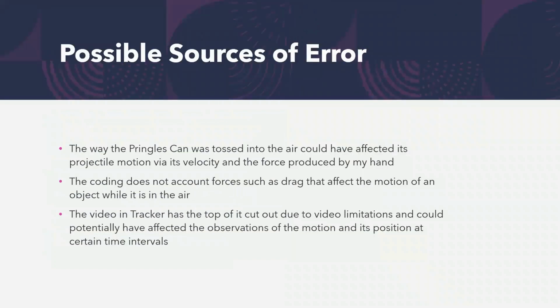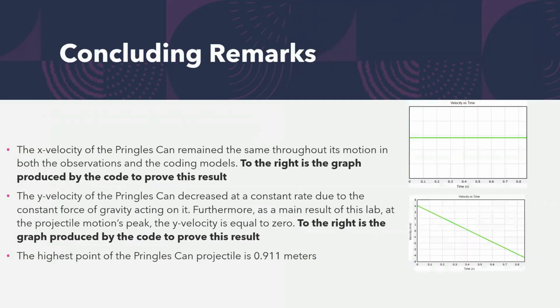Some possible sources of error are the way the Pringles can was tossed into the air could have affected its projectile motion via its velocity and the force produced by my hand. The coding does not account for forces such as drag that affect the motion of an object while it is in the air. And the video and Tracker has the top of it cut out due to video limitations and could potentially have affected the observations of the motion and its position at certain time intervals.